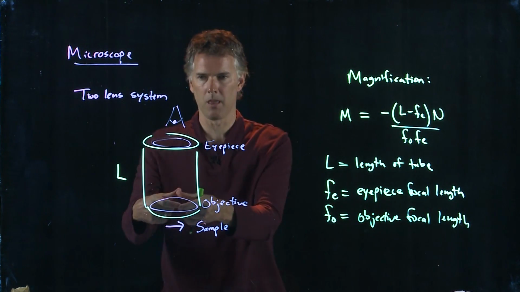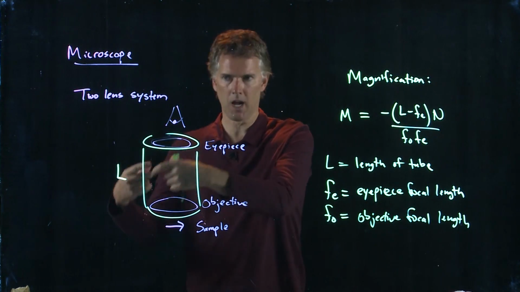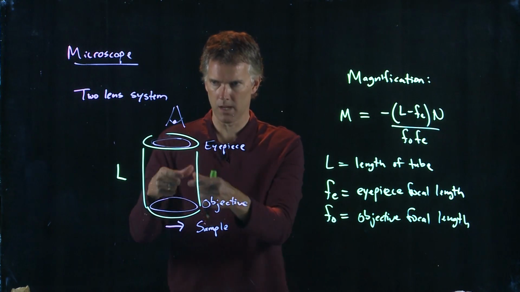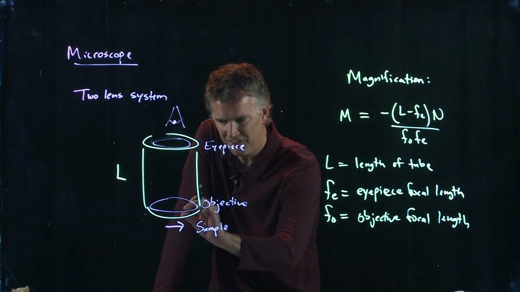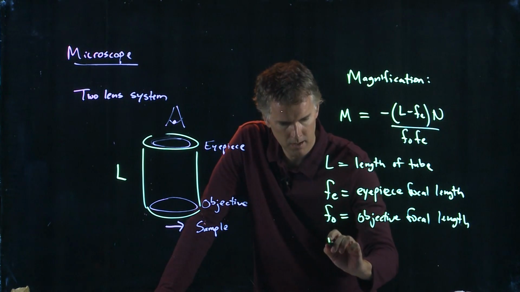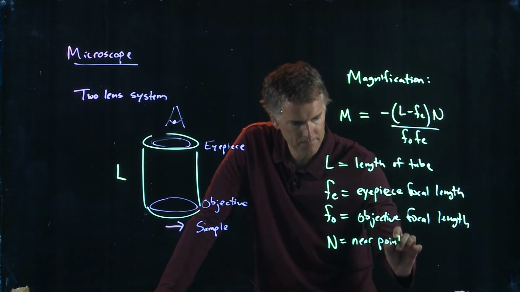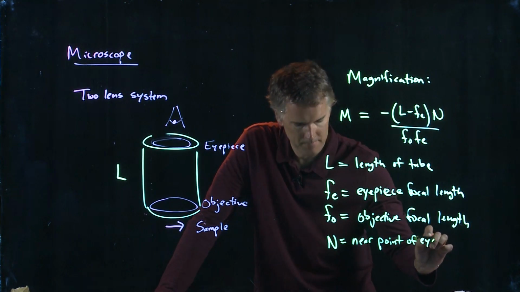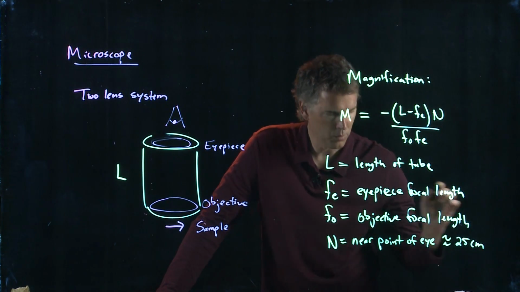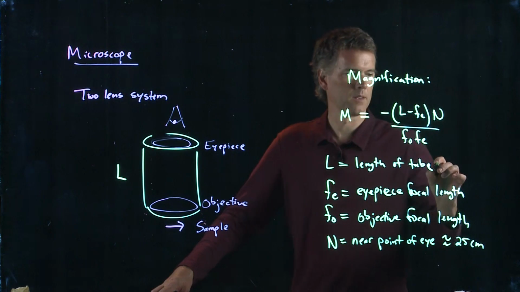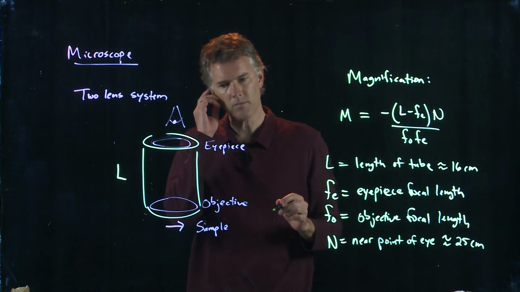Okay, so that's the thing on the bottom, and usually you can rotate different ones, and they'll say like 16x, 20x, 100x, right? Those are also very short focal length lenses, and they sit very close to the sample. N is the near point of your eye, and that is usually written as 25 centimeters. Length of the tube is usually about 16 centimeters.